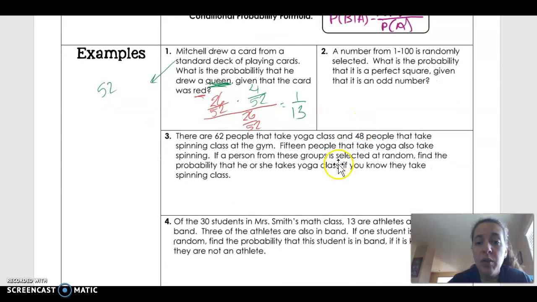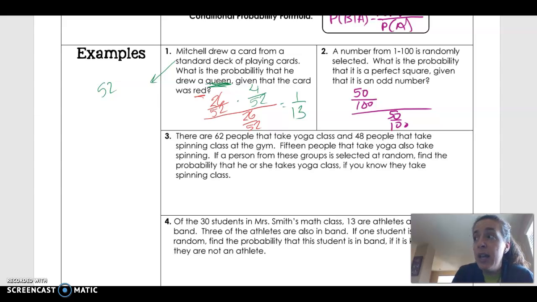Let's look at example number 2. A number from 1 to 100 is randomly selected. That gives us our sample space. What is the probability that it is a perfect square given that it is an odd number? First I want to figure out my odd numbers. We're looking at 100 numbers, and half of them are odd because the other half are even. Then I can calculate how many of them are perfect squares, and in this case there are 10 of them.